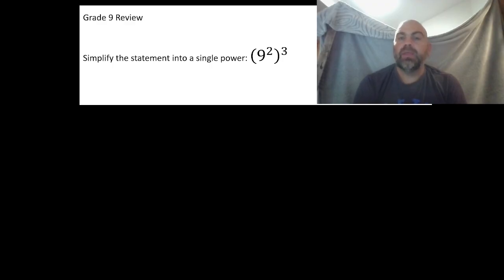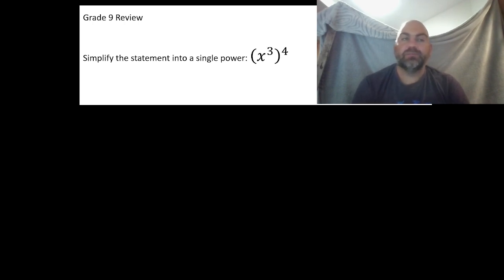And to do that, we need to multiply every one of our exponents by the exponent outside of the brackets. Here, 9 squared, we can multiply the 2 by 3, and we get 6. So this is going to be 9 to the power of 6, because we're multiplying those two together. Now we're going to look at other examples later on where there's more than one of those.